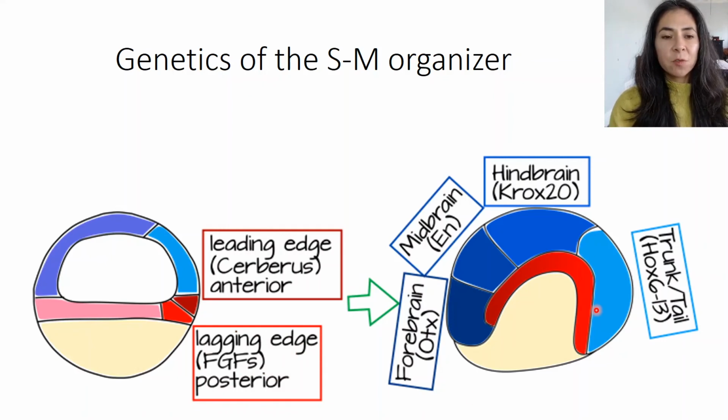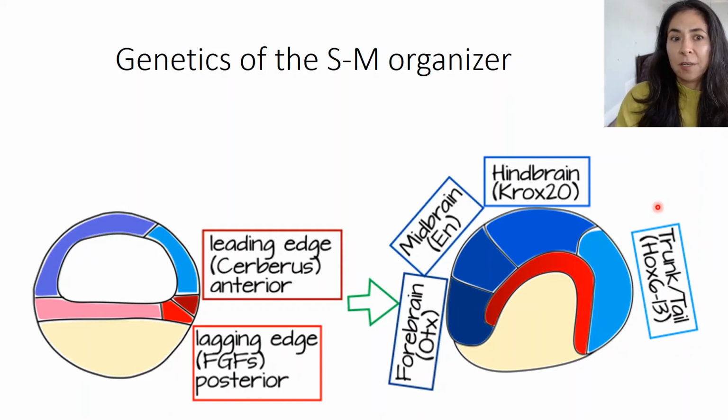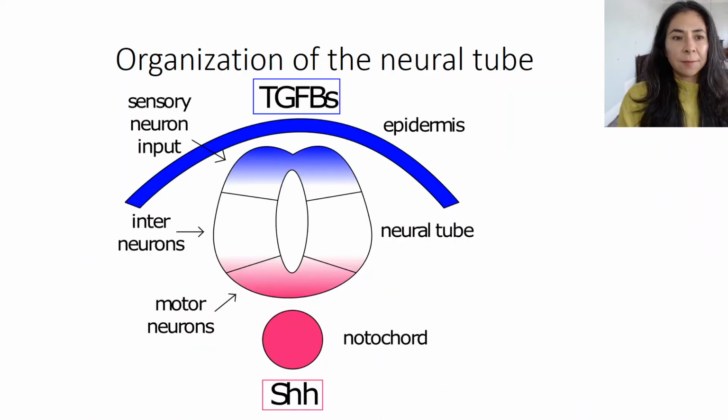And so we end up with this graded gene expression along the AP axis of the notochord, where at the anterior end, we get forebrain forming, and the marker for that is OTX. OTX is in the overlying ectoderm, excuse me. In the midbrain regions, the overlying ectoderm is going to express engrailed. In the hindbrain, we're going to have things like CROX9. So again, in the overlying ectoderm, just over this part of the notochord. And then in the trunk tail regions, the neuroectoderm is going to express HOX6 through 13.